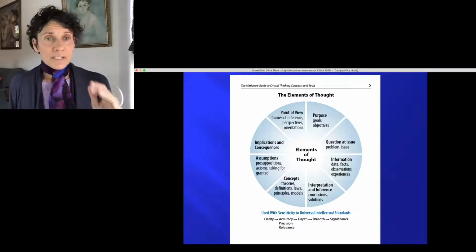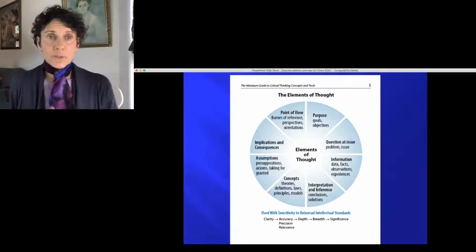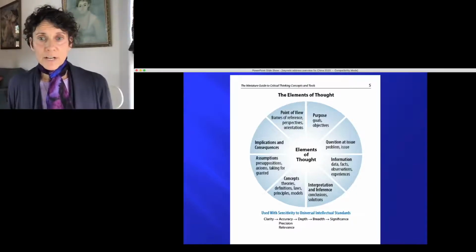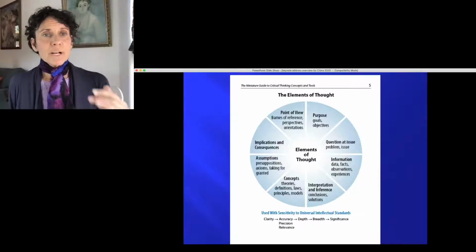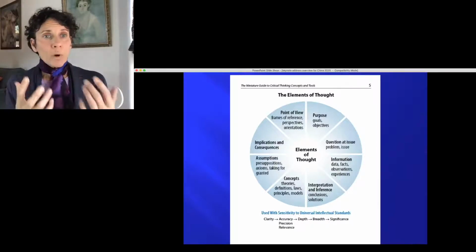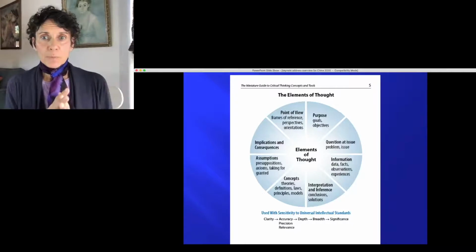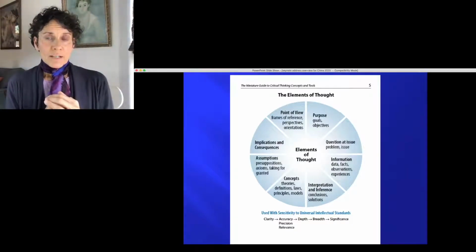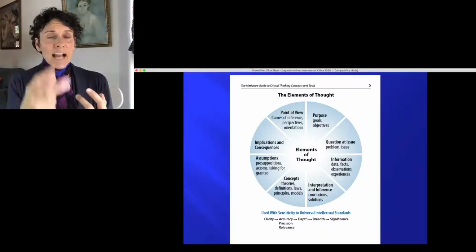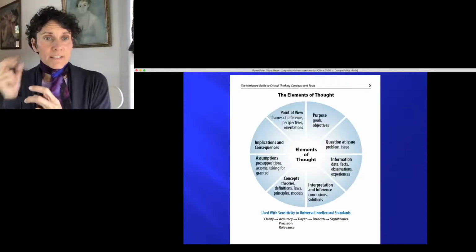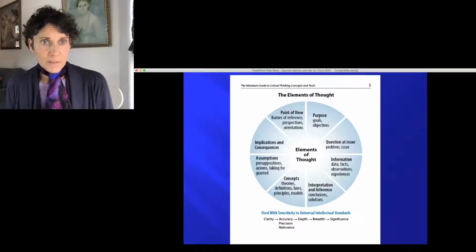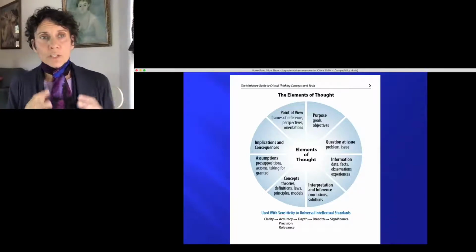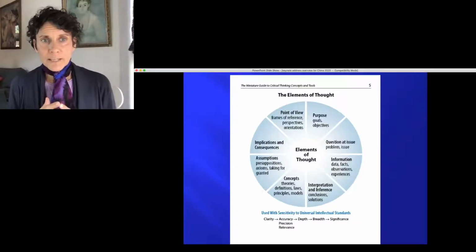And I'll come back to those in a few minutes, but you see a few of them at the bottom of this diagram. Clarity, accuracy, precision, relevance, depth, breadth, significance. So we can say, what is your purpose? Are you clear about your purpose? What are your questions? Are you clear about your questions? What information are you using? Is it accurate? Is it relevant? Is it significant? Is it sufficient? So these are moves that we learn to make when we study critical thinking explicitly.